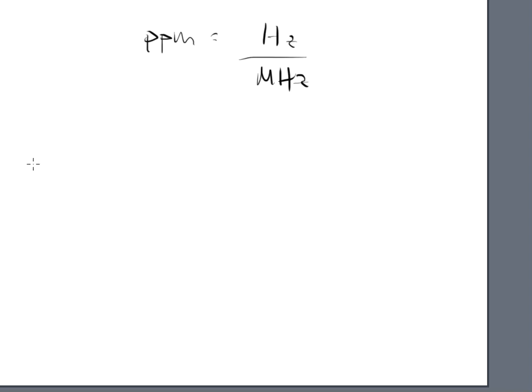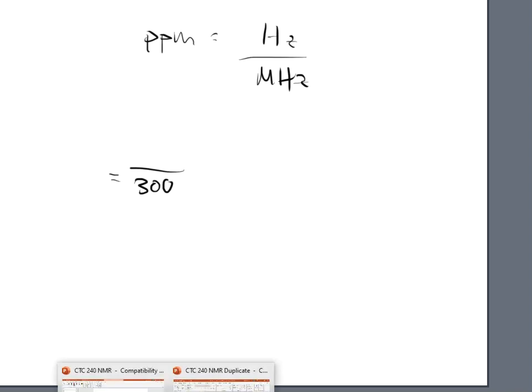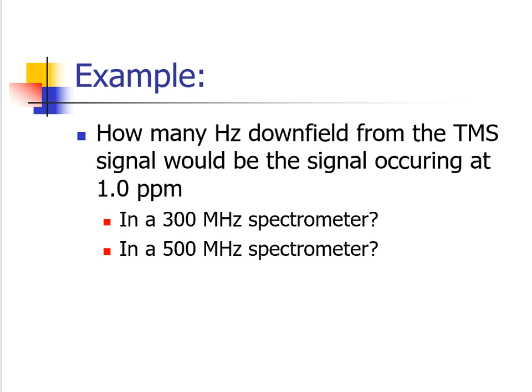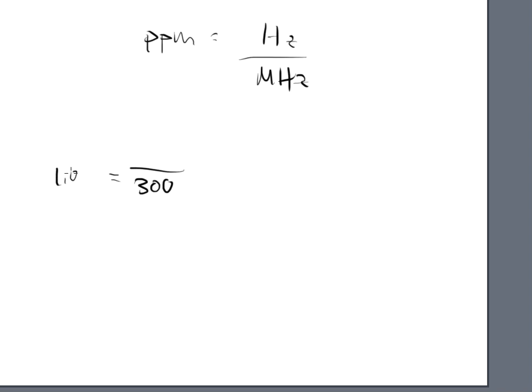All right, so in the first example, it tells me you've got a 300 megahertz. So a 300 megahertz is actually going to go there at that spot. So this is a 1 ppm. That's really what we're after. That's what the problem says. So it says how many hertz downfield from the TMS signal would the signal occurring at 1 ppm be in a 300 megahertz spectrometer. So a 1 ppm is going to go there. And we need to solve for hertz here.